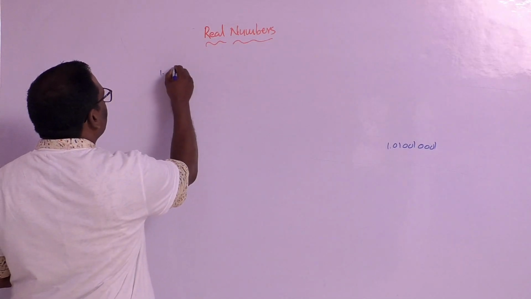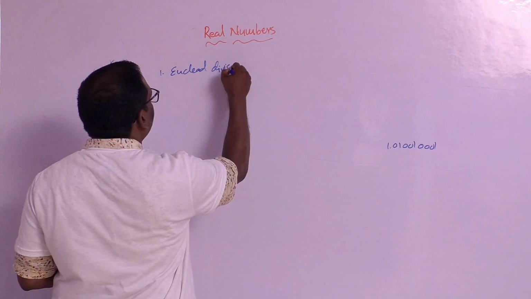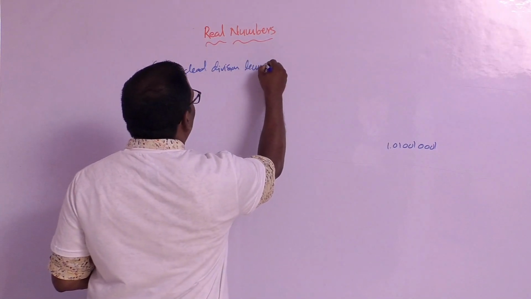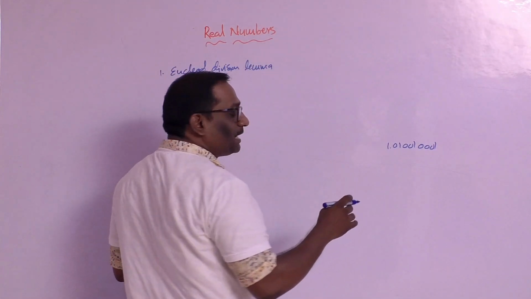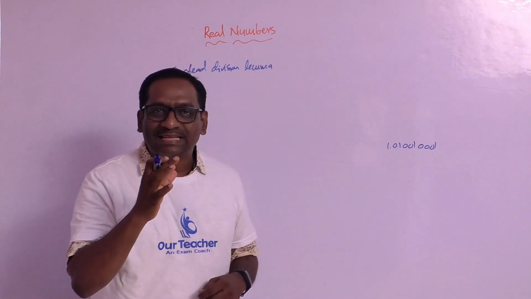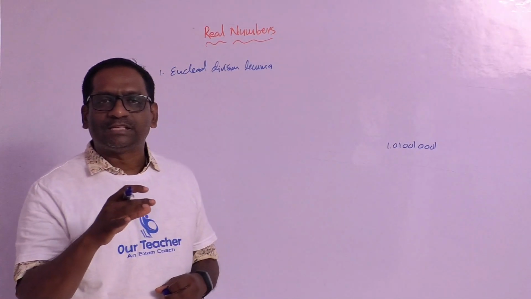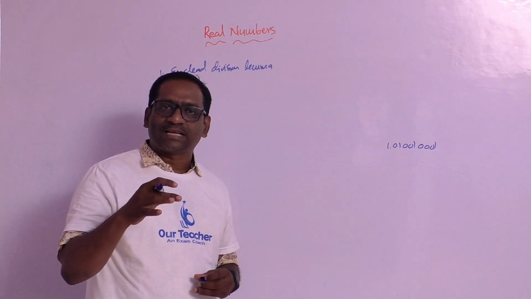So first one is Euclid division lemma. What does this mean? Generally you know LCM and HCF, or LCM and GCD. LCM is the least common multiple. GCD means greatest common divisor.